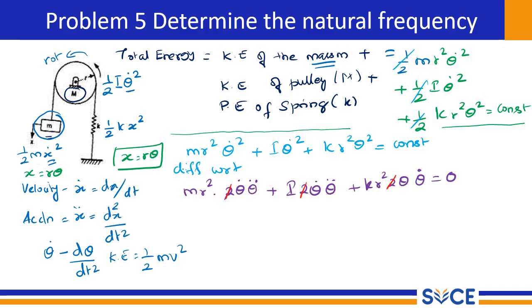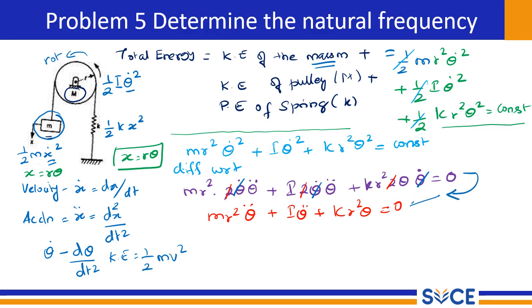What are the remaining things? It is m r square theta double dot, plus I theta double dot, plus k r square theta equal to 0. You can see that the common velocity term also gets cancelled. So from this equation we move on to this equation.